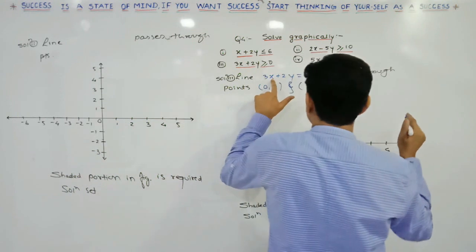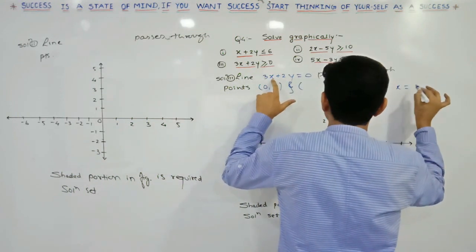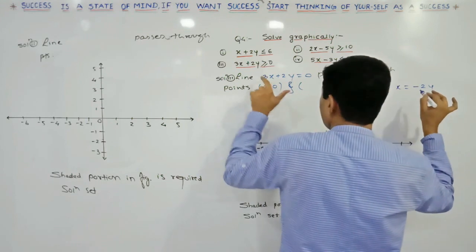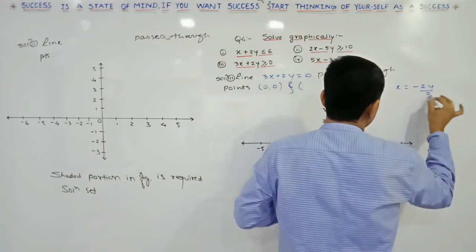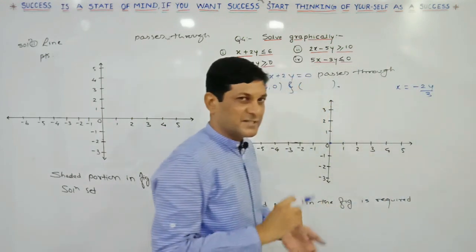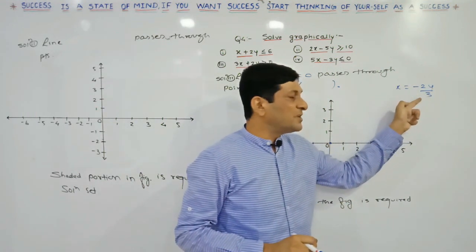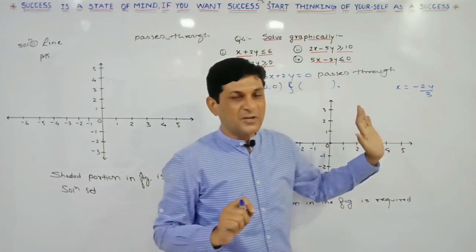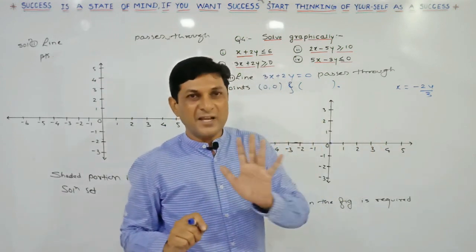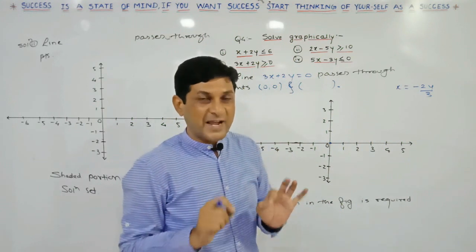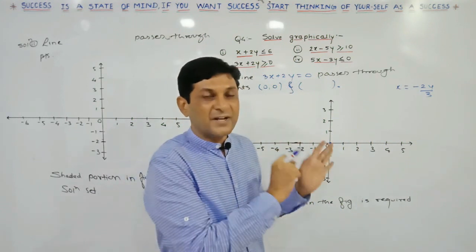From this equation, what value of x are we getting? x is equal to plus 2y, on this side it will become minus 2y, divided by what? 3. In this way we have got the value of x. Now substitute such a value of y so that this 3 will cancel from the denominator, so that we are able to avoid the fraction, means try to avoid the fraction in the coordinate of a point.